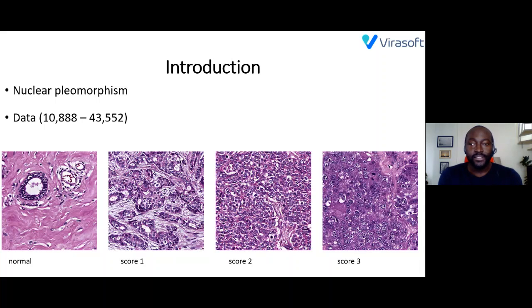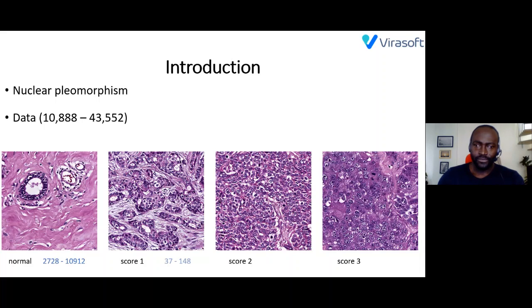So, in this study, the data obtained is from Acıbadem Hospital. We have a really good partnership with them, and from this data, we have been able to extract a total of 10,888 patches just for this study. And after augmentation, it increased to 43,552. The augmentation we perform is just basic rotation and flipping, since this is a classification task.